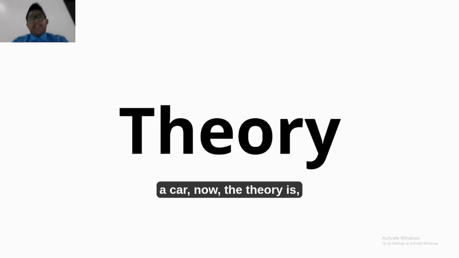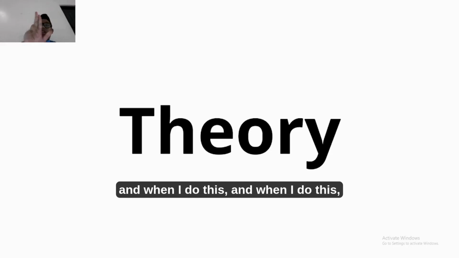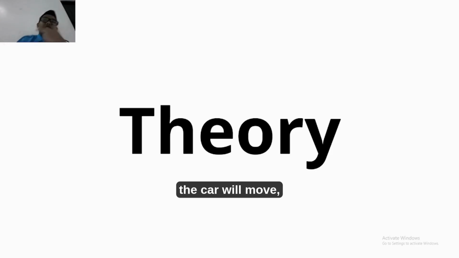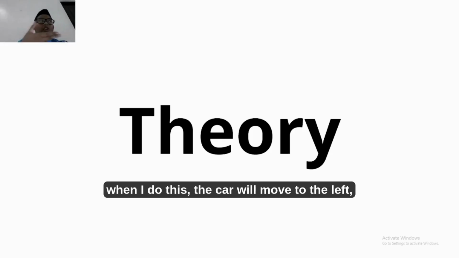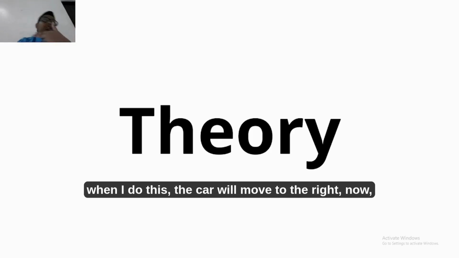Now, the theory is when I do this, and when I do this, and when I do this, the car will move. For example, when I do this, the car will move forward. When I do this, the car will move to the left. When I do this, the car will move to the right.